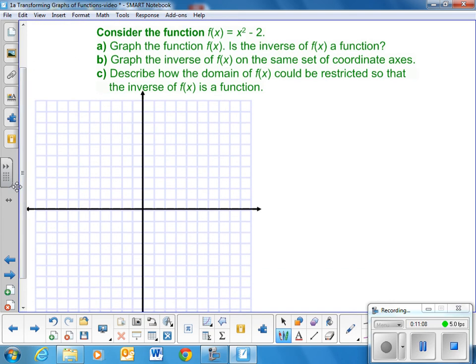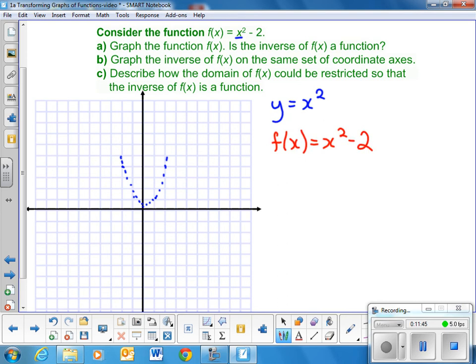The base function for f of x equals x squared minus 2 is x squared. Remember that that is a function that we know the graph of, and so we can quickly either make a table of values or a sketch that this is what it would look like. Okay. So we end up with y equals x squared in blue. But the function that we want is actually f of x equals x squared minus 2.